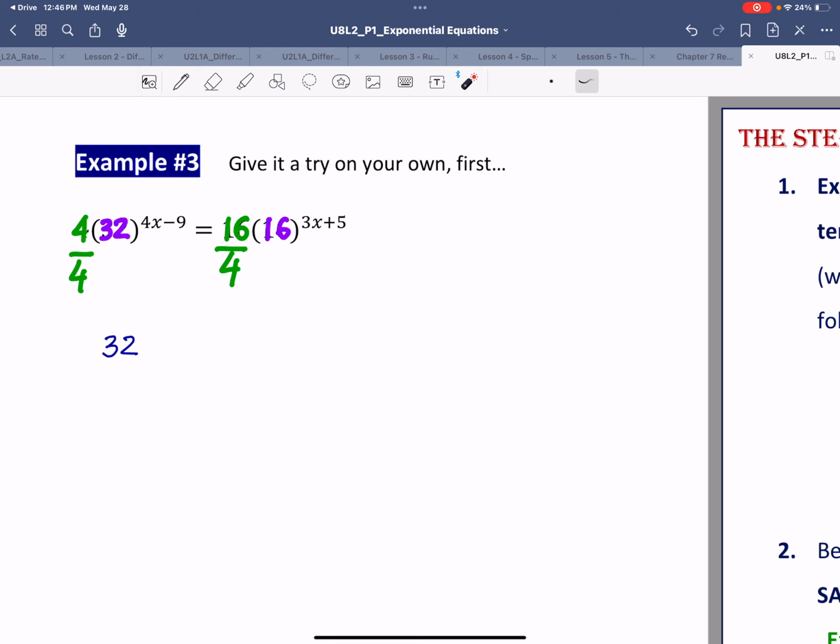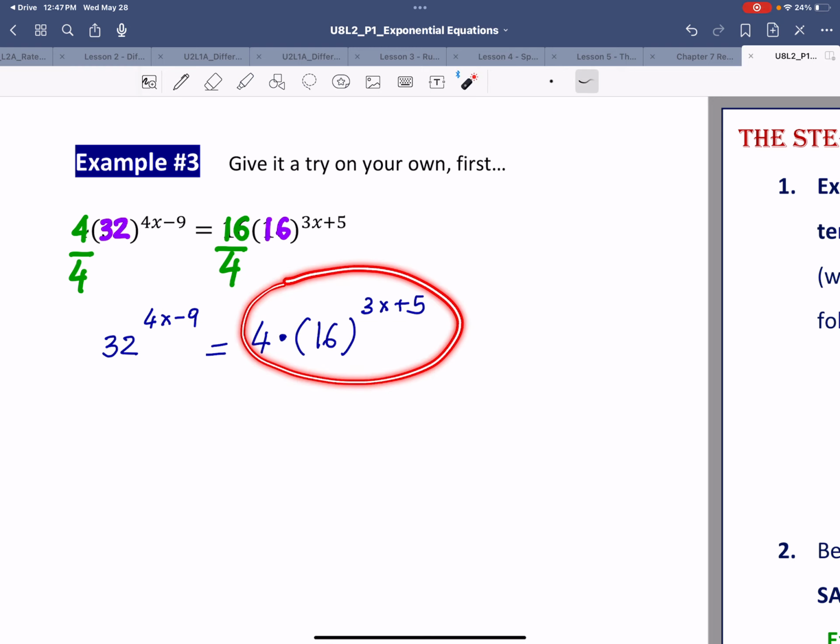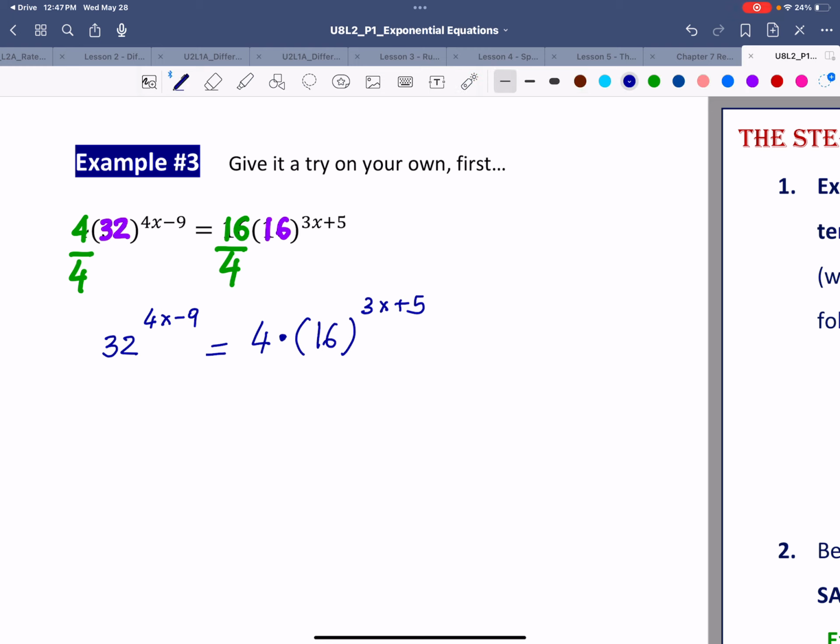We have 32, obviously 4 over 4 is 1, to the power of 4x minus 9 is equal to 4, and then 16 to the power of 3x plus 5. So here we have a single exponential term, no coefficients anymore, but here we have a coefficient and an exponential term multiplied together, which make a single big term. So we're going to continue with the same strategy in mind. We're going to try to make the bases the same.